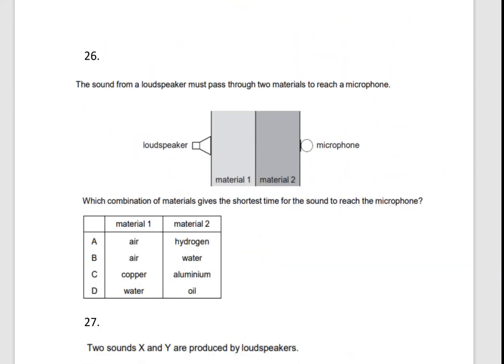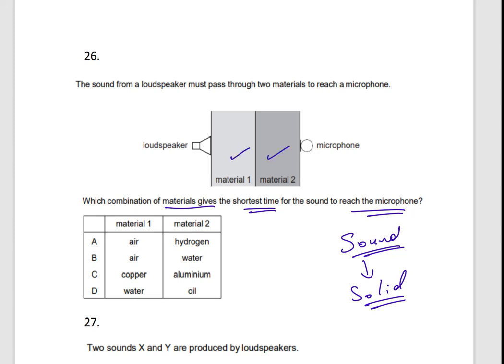26. Which combination of materials gives the shortest time for the sound to reach the microphone? If it has to have the shortest time, that means it has to have a greater speed. For the sound to travel at a greater speed, we know that sound travels fastest in solids. So if material 1 and 2 are both made up of solids, that means it will travel the fastest. So C is the correct option.